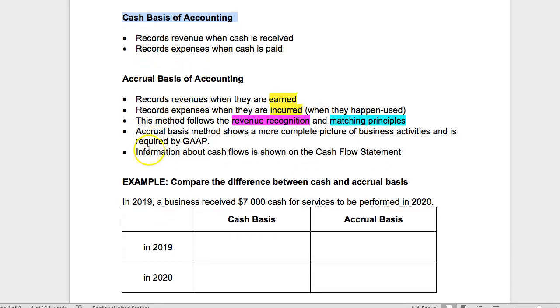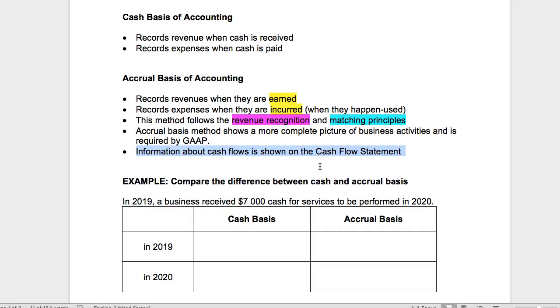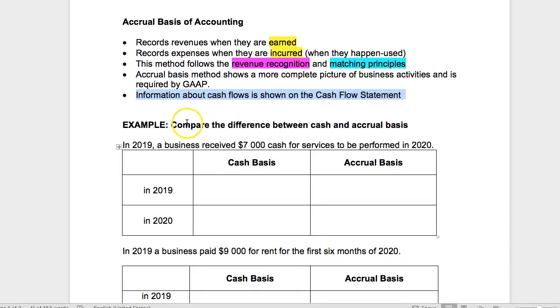Now, when you're doing accrual basis accounting, if you'd like to know more about the cash in the business, then you can go to the cash flow statement and you will learn about this next semester. All right, so let's look at 2 examples to compare the difference between cash and accrual basis. In 2019, a business received $7,000 cash for services to be performed in 2020. So how would this be recorded using cash basis?